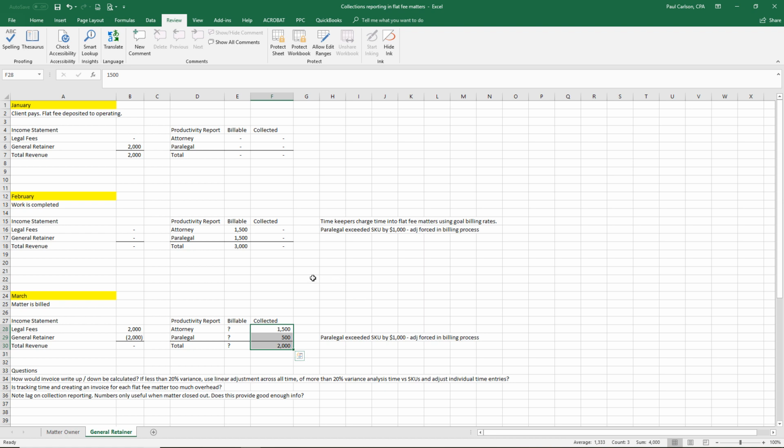So I believe our estate planning firms will close out a flat fee matter in a couple of months. So I think that lag would be doable. I mean, it's better than not having any feedback at all.